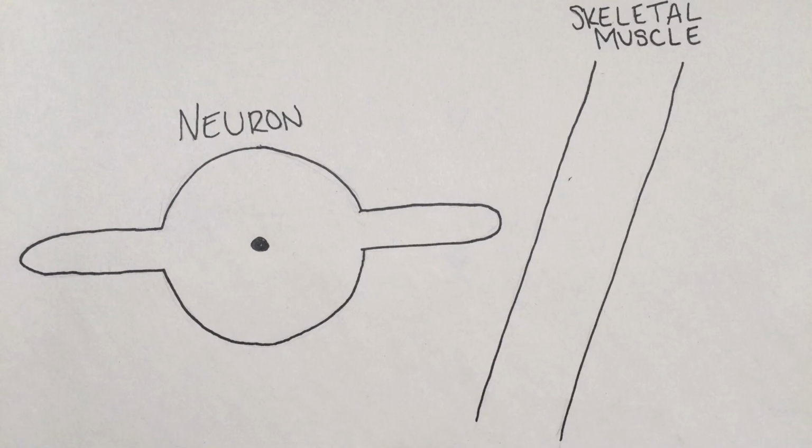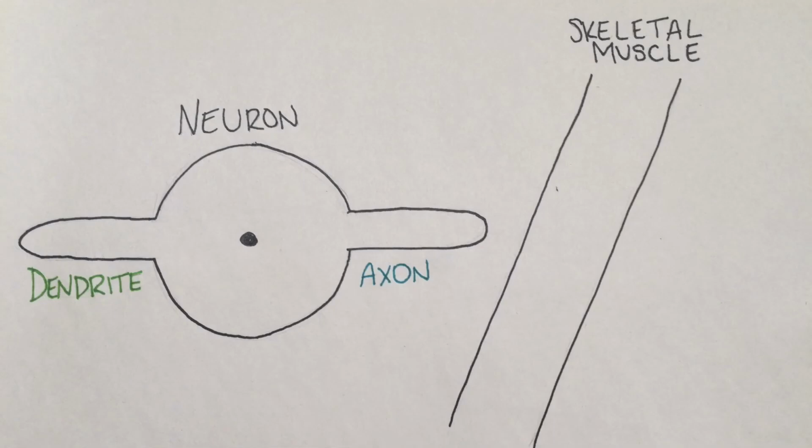A neuron is a nerve cell that is responsible for sending an electrical signal to the skeletal muscle cell, since the skeletal muscle can only contract when they get a signal from the neuron. The neuron has two parts, a dendrite and an axon. The axon is the part of the neuron that interacts with the skeletal muscle.